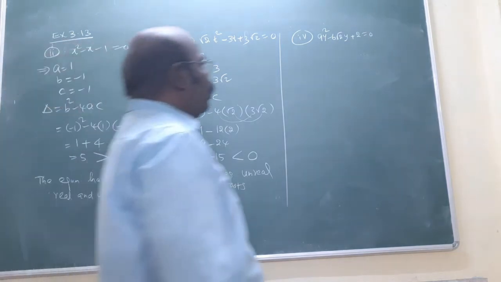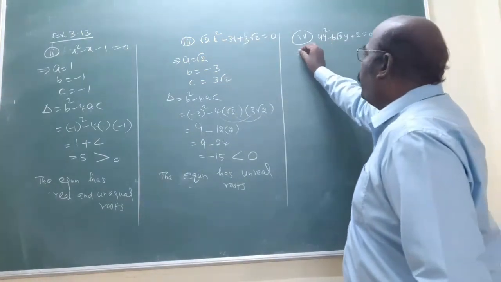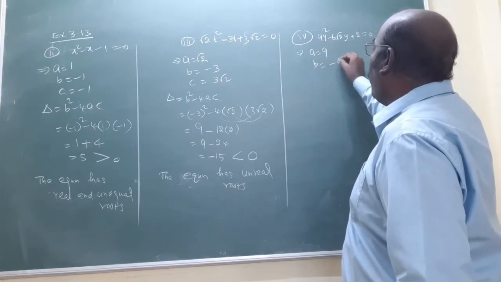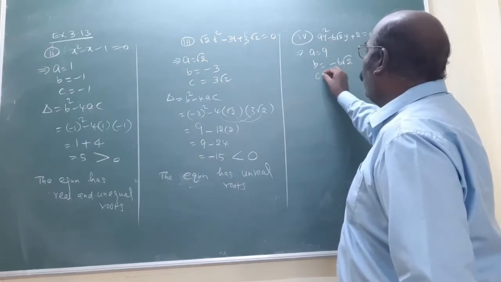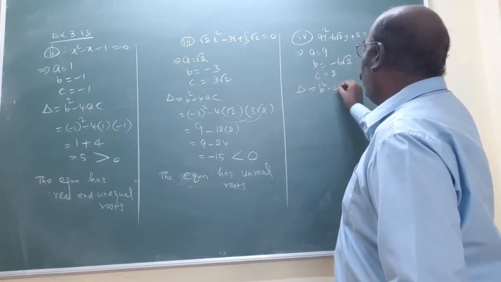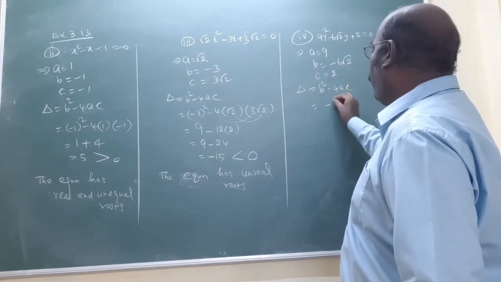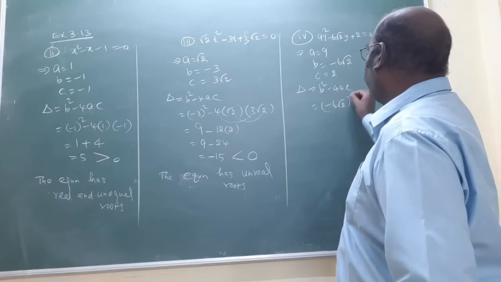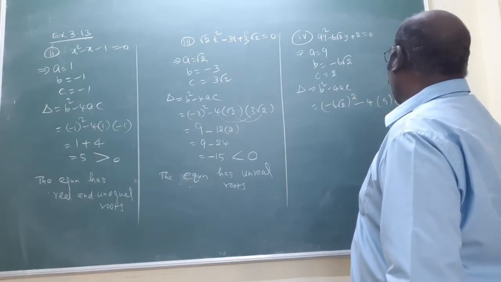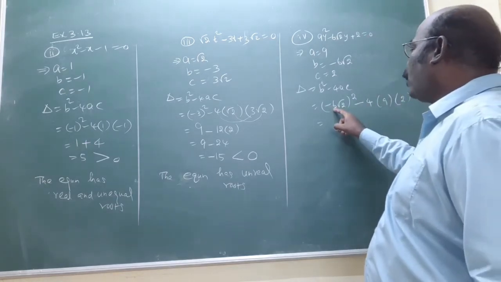Similarly, one more question, last question, the fourth question. Coefficient of y square is what? That is 9. A equal to 9, B equal to minus 6 root 2, C equal to 2. The same formula, B square minus 4AC, substitute all the values again. B square, B is what? Minus 6 root 2 whole square. Minus 4 into A is 9, C is 2. Now I already told you, the minus becomes plus, 6 square.